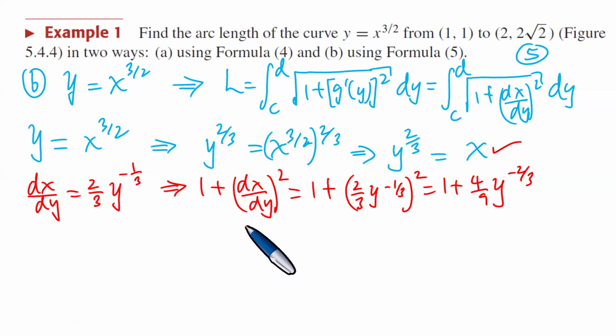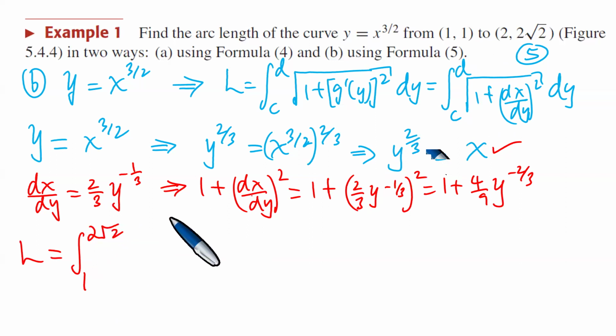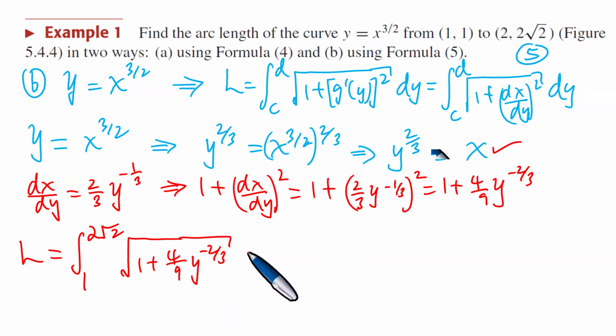To evaluate this integral now, we're going to put everything under the square root, so that the arc length L, this one from C to D, which means it goes from y equals 1 to y equals 2 square root of 2, is the integral of the square root of 1 plus (dx/dy) squared, which is 1 plus 4/9 y to the minus 2/3, dy.